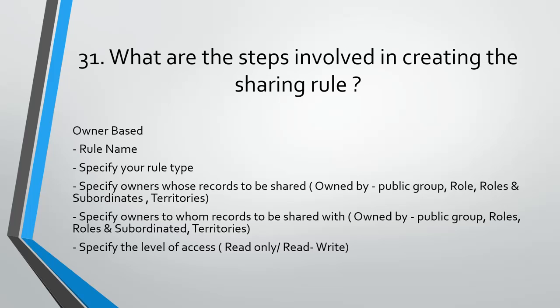What are the steps involved in creating sharing rules? Here I have given an example of an owner-based sharing rule. So we specify the rule name, and specify the rule type, which could be owner based or criteria based. Specify owners whose records are to be shared, owned by public group, roles, and subordinates, or territories if territories are enabled in the org. Specify the owners to whom records are to be shared with, owned by public group, role, subordinate, territories. Then we specify the level of access, which could be read only or read write.